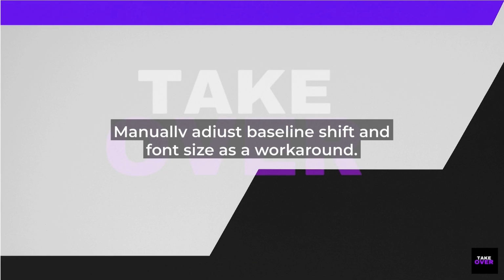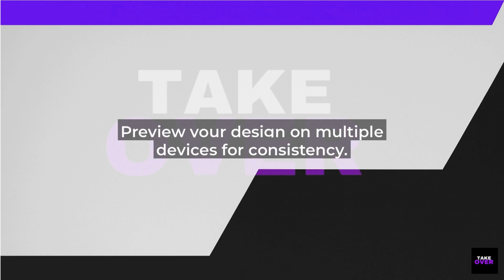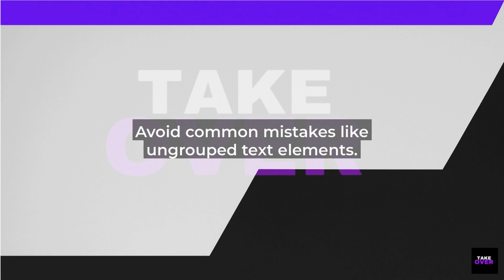Alternatively, for a manual approach, adjust the baseline shift in the text properties. Increase the baseline to raise the text slightly and reduce the font size for that Superscript effect. A quick tip: always preview your design on different devices to ensure the Superscript looks consistent. Common mistakes include forgetting to group your text elements, which can mess up formatting, so double-check that.